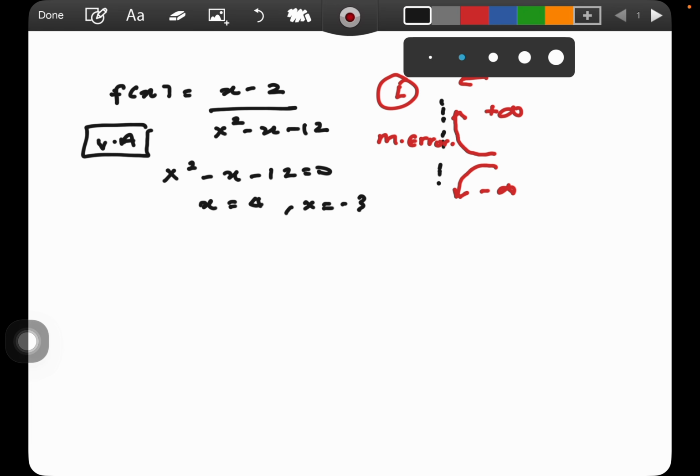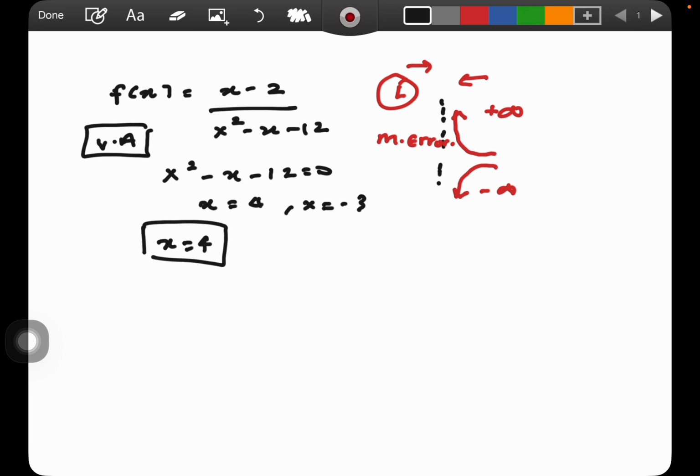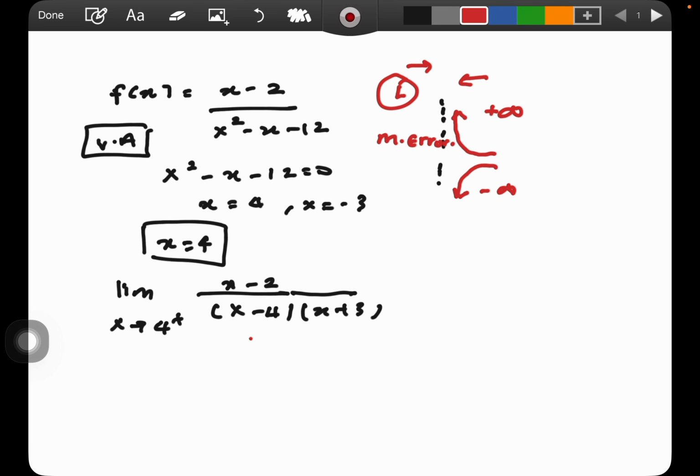So here x equal to 4. We want to do the calculation. I want to do limit x approaching 4 from the right. So my function, x minus 2, I'm going to put my denominator in factorized form so it's easy for us to put in the values. Now if you put in your 4, you're going to get 0 in the denominator. So this is the case of limit a over 0. A over 0, you have 3 possibilities: either positive infinity, negative infinity, or math error. So it must be one of these.